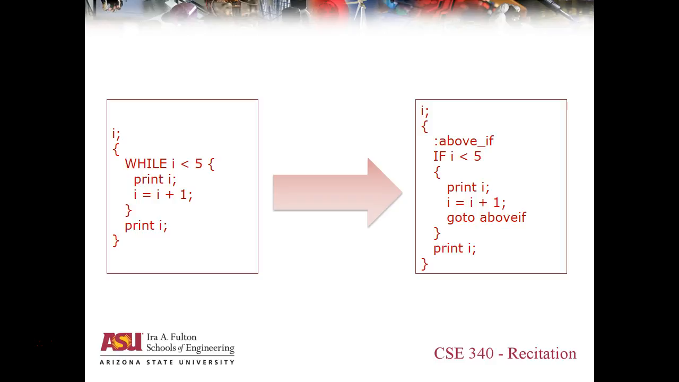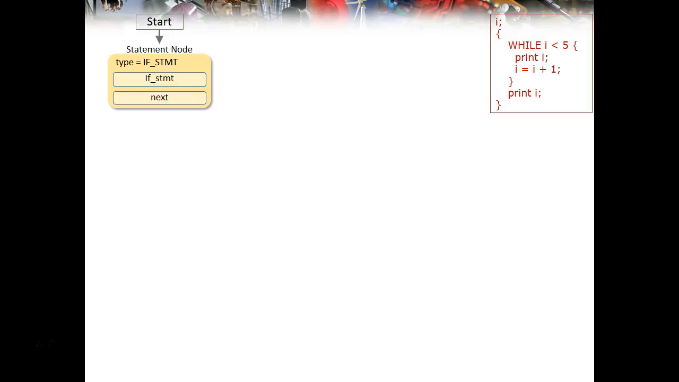I remember not doing that the right way and struggling with that a little bit. So now we're going to build this one. It's a little more complicated than the last one. Start with start again. Statement node type equals if statement. So that's building this first one right here.